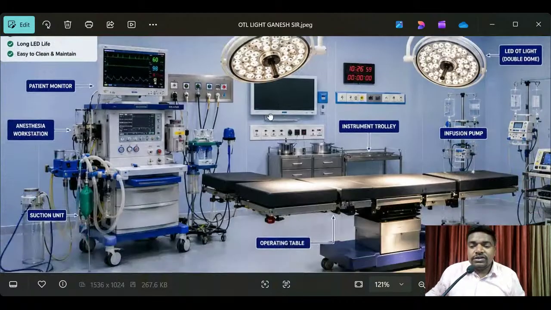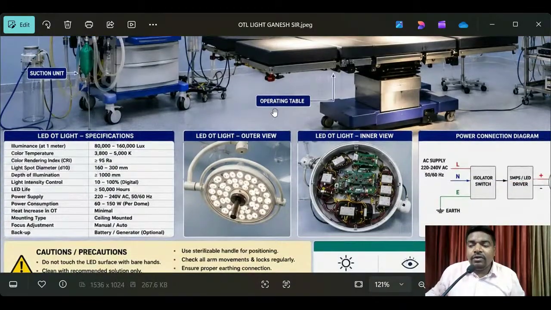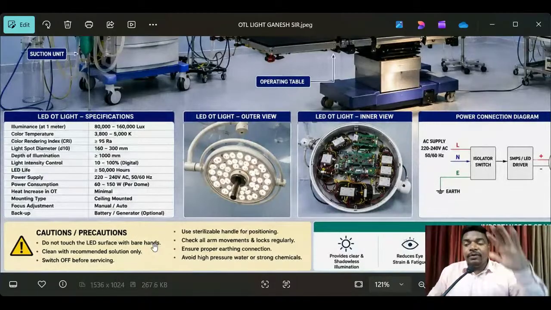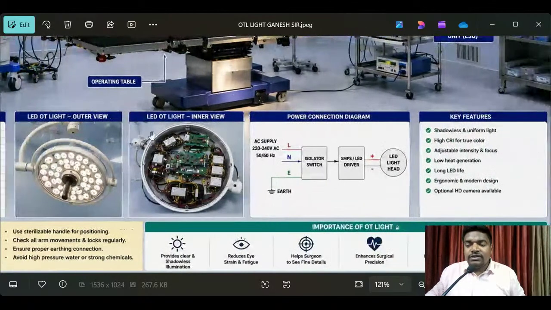So all these things I have explained, and I hope you got it very clear. And here, I want to tell you before this session, the cautions or precautions. See here, do not touch the LED surface with bare hands, meaning empty hands. Don't touch it. Very, very important. You should save your life. Life is very, very important. Small mistakes give the biggest problems, and small corrections can also change your life, right? So all these things I have shown here.